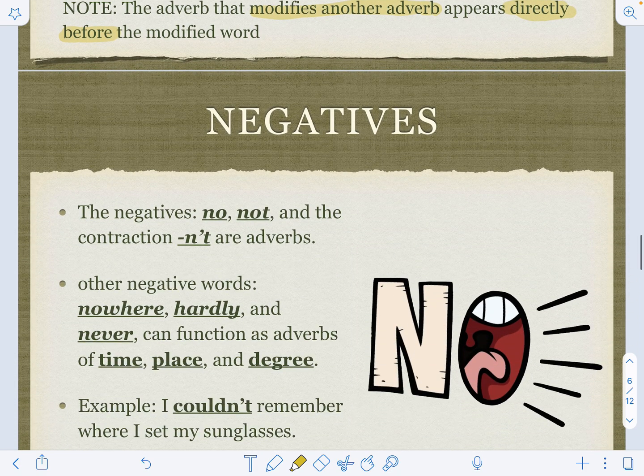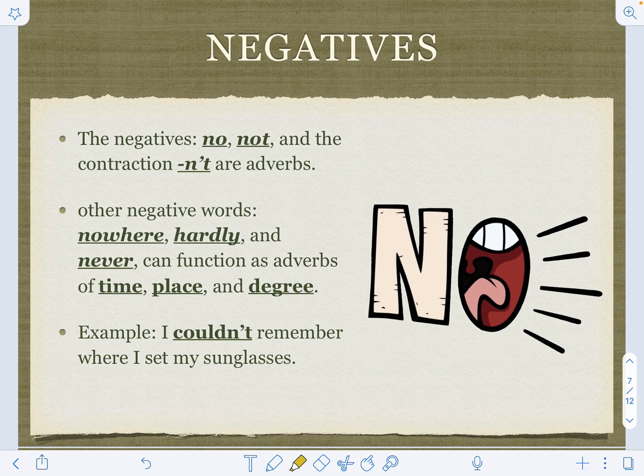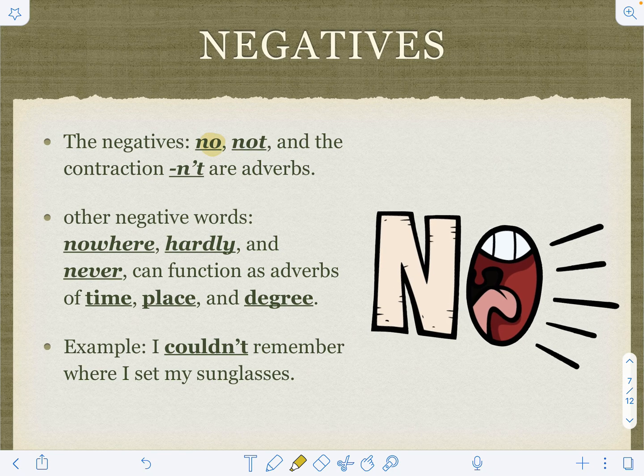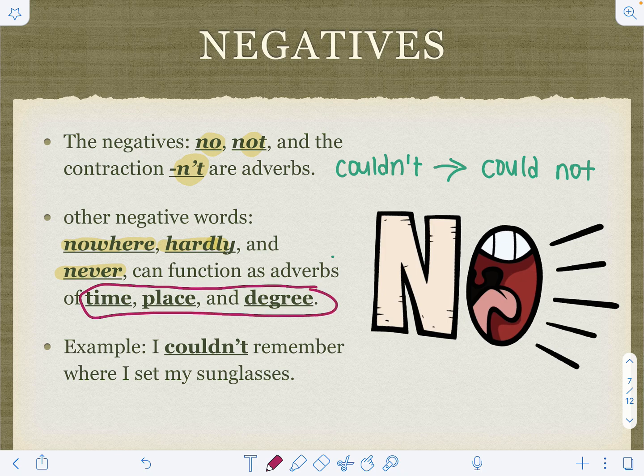Okay. Another area of adverbs is the category of negatives. Negatives include no, not, and then the contraction, because remember, "couldn't" really means "could not." As we look at other negative words, we have nowhere, hardly, and never that are adverbs. They just show time, place, and degree. Okay, time, place, and degree.